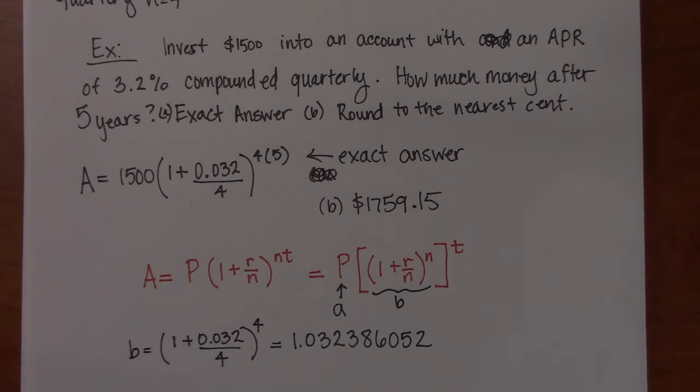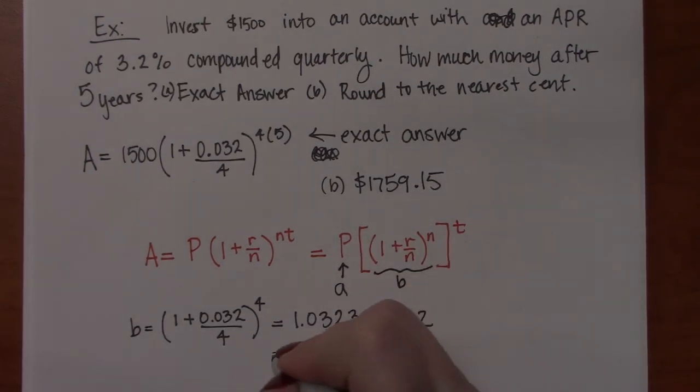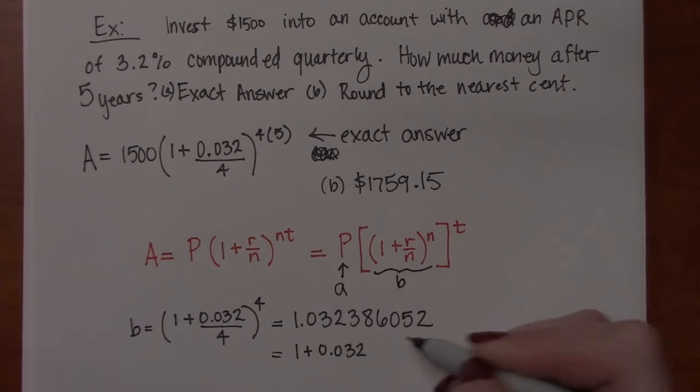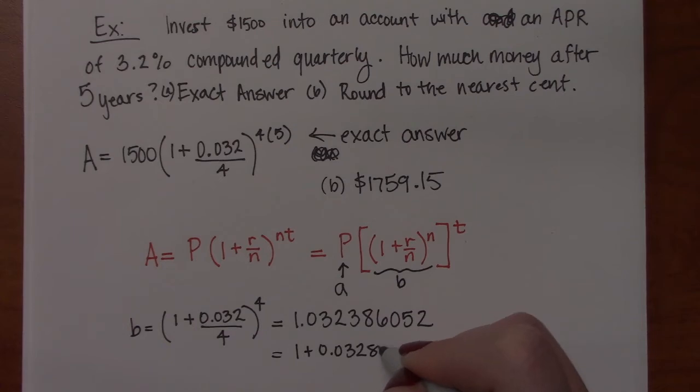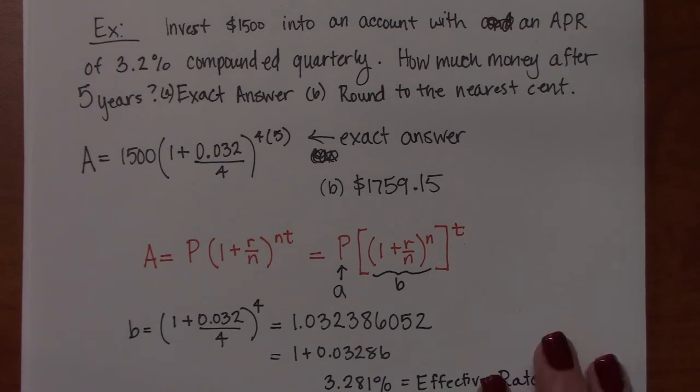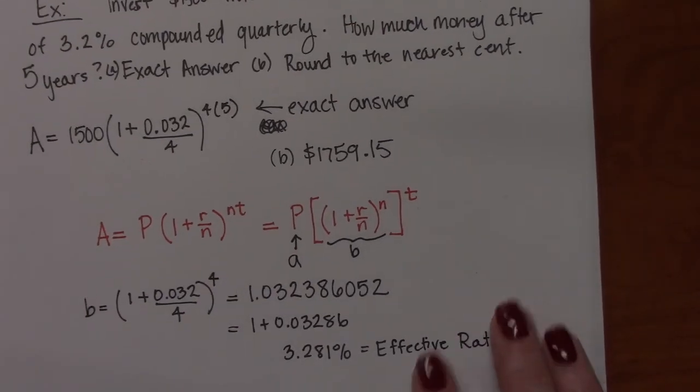Meaning the annual rate was 3.2%, but we said that B is 1 plus the rate. So I can write this number as 1 plus 0.032, and I'm just going to take it out to the 6th place this time. And then if that's the rate, well, that actually works out to be 3.281%. So this is what's known as the effective rate.